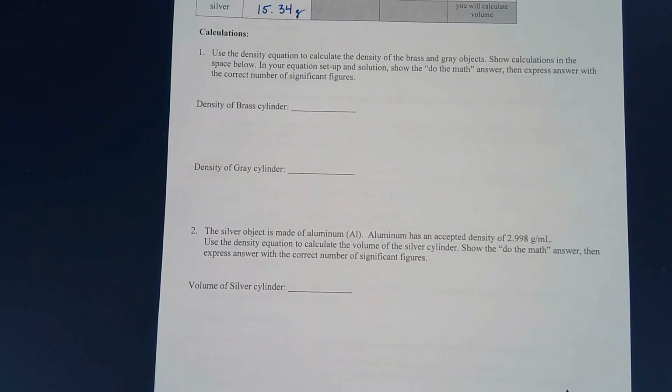So that's it for this mini lab. Go ahead and fill in your calculations, and we'll scan this and turn it into Google Classroom like we always do.